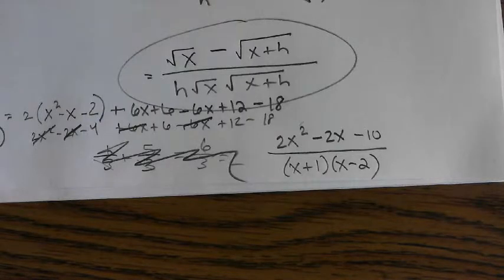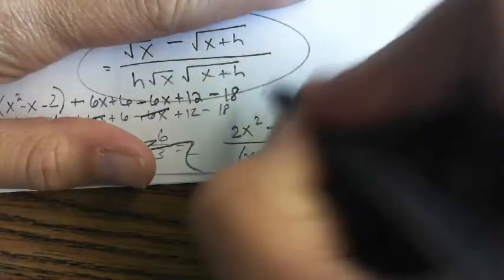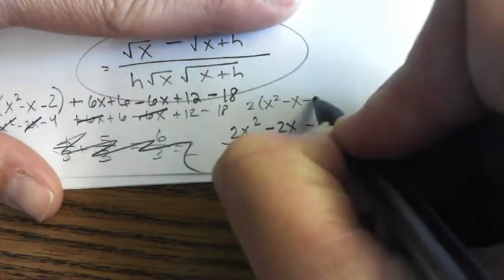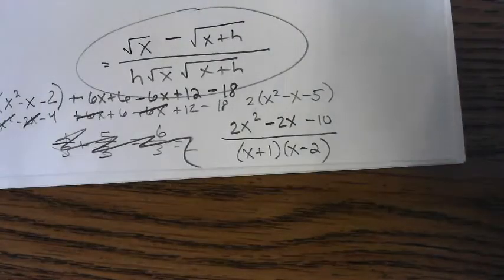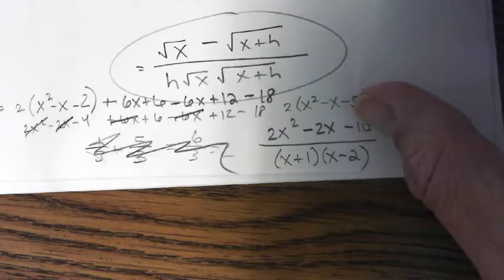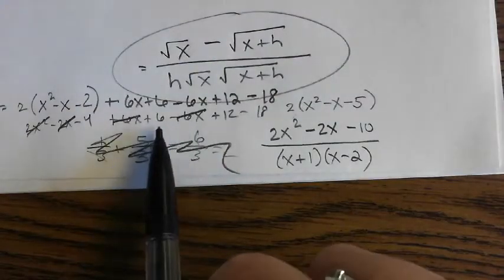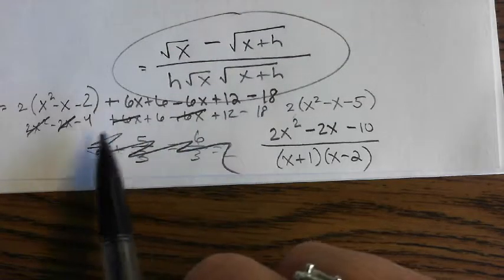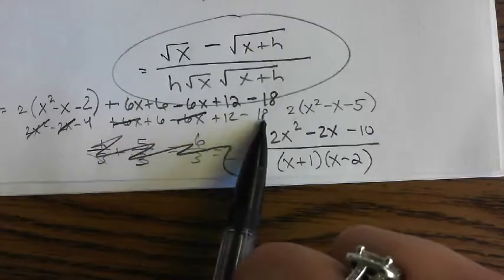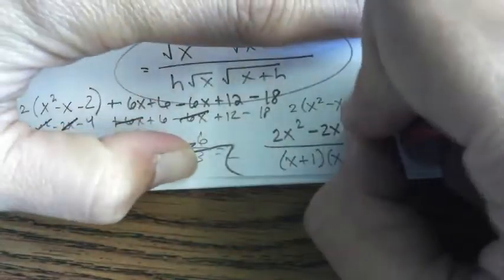But I'm not done, Faith, right? Yes, factor the top. Starting with taking out a 2. So that's just going to leave me with x squared minus x minus 5. Where'd you get minus 10? It should be minus 4. The 6. Oh, I did forget that. I did, yep. So negative 4 plus 6 is 2. 2 plus 12 is 14. 14 minus 18 is negative 4. Sorry.